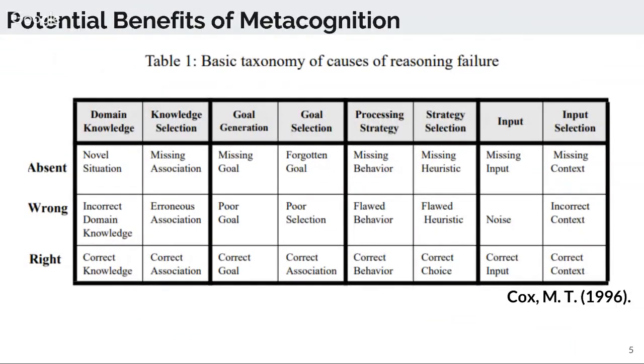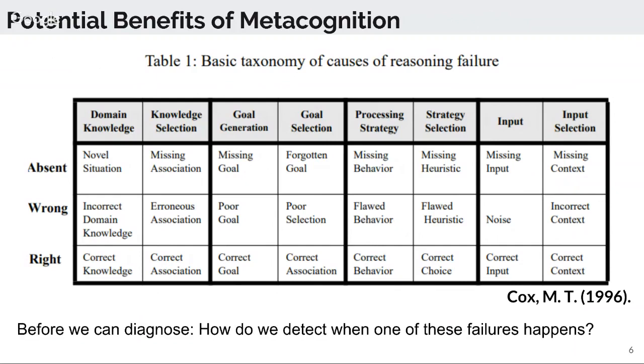So, potential benefits of metacognition. This is a table from Mike's PhD thesis, actually. And this just shows some of the causes of reasoning failure. I wouldn't say this table is exhaustive, but these are just some of the things. And all of these, or just about all of these, have to do with the cognitive level, right? So these are not obstacles or failures in the world. These are things that could go wrong at the cognitive level.